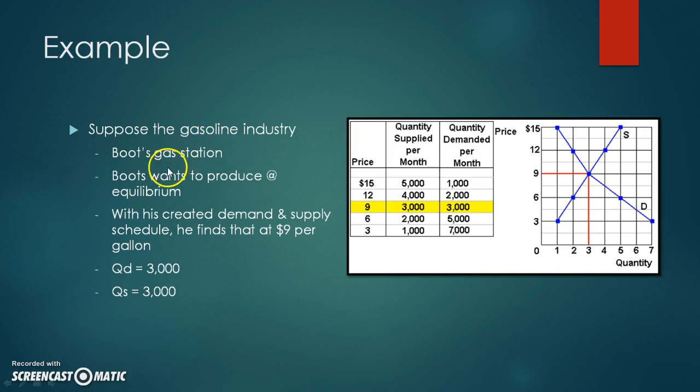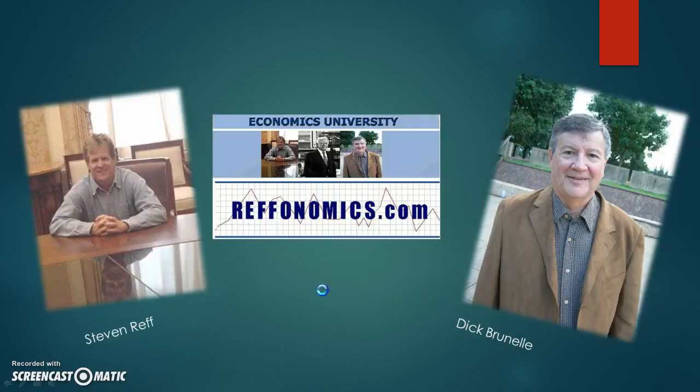Example of this, you could say the gasoline industry. Suppose we have Boots' gas station, and Boots wants to produce at the equilibrium price to avoid shortages or surpluses. You can see, with this created demand and supply schedule from his research, he finds that at $9 per gallon he'll supply 3,000 units. If he supplies 3,000 units, there's going to be 3,000 demanded at this price. So then he's able to produce at equilibrium and avoid any type of shortage.